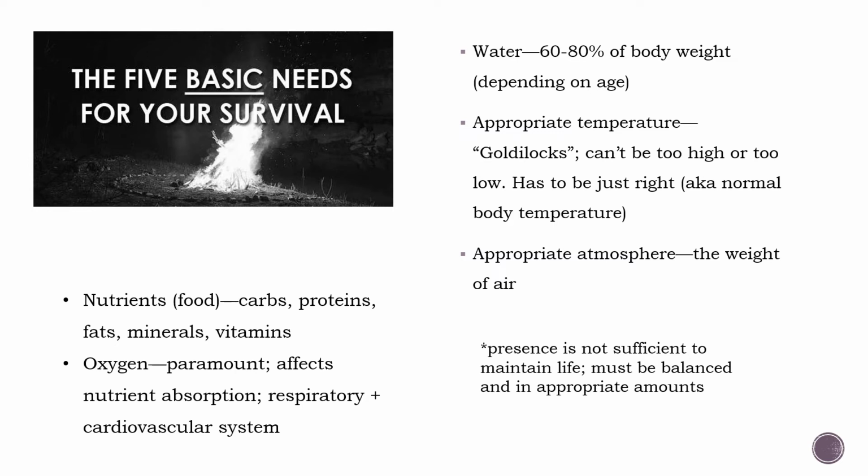So appropriate temperature, so I put Goldilocks because it can't be too hot, it can't be too cold, it has to be just right. Obviously there's a normal range that will vary from person to person, but it's generally what's considered a normal body temperature. And then appropriate atmosphere, the weight of air. So here on Earth we have gravity, and a mile under the ocean, we're going to have a different weight around us. And just to note that the presence of all 5 of these is not sufficient to maintain life. They have to be balanced in appropriate amounts.